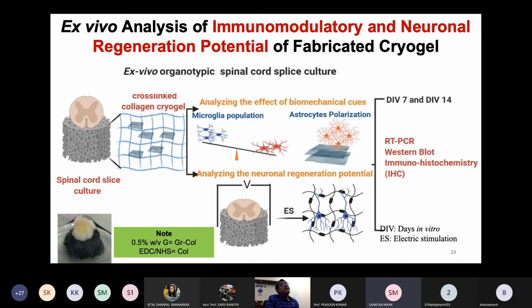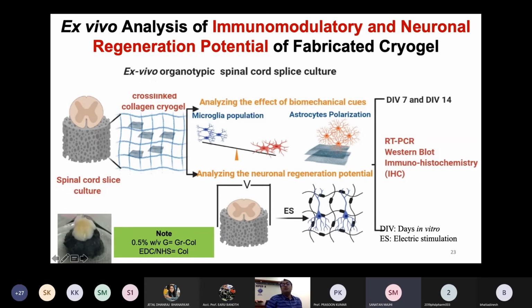In the organotypic culture, we took the spinal cord out of the rat and sliced it to something like 5 to 10 in thickness, and we put it over the scaffold. This is a conduit-like scaffold. We put the sliced culture, you can see the picture here, and then we allowed it to attach and put it in media.